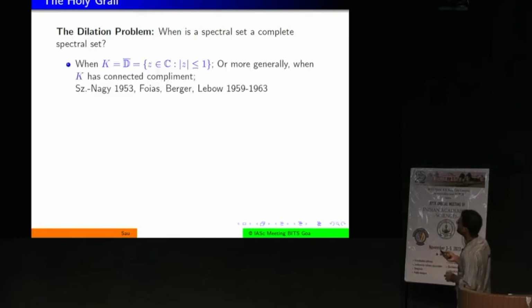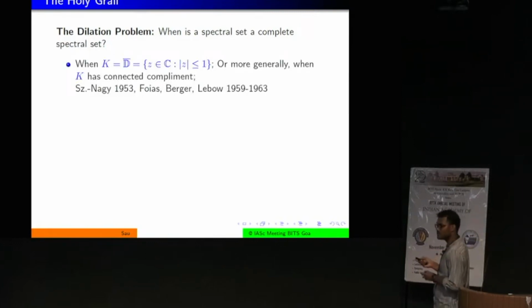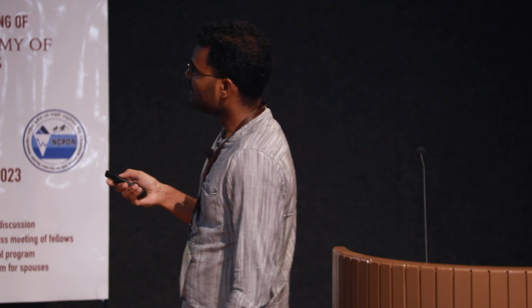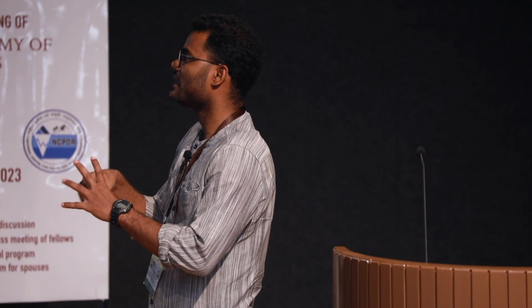So when is a spectral set a complete spectral set? The answer is when K is the closed disk, so the set of z in C such that the modulus of z is less than or equal to 1. So it's just the unit disk. Or more generally, when K has a connected complement.